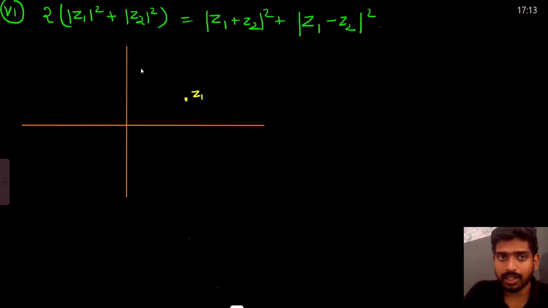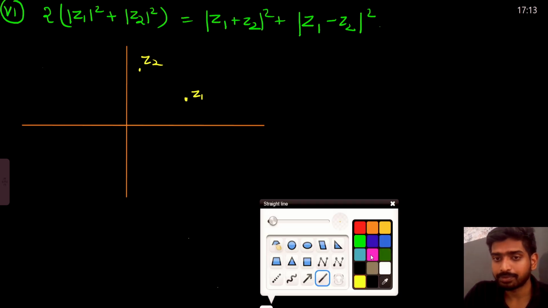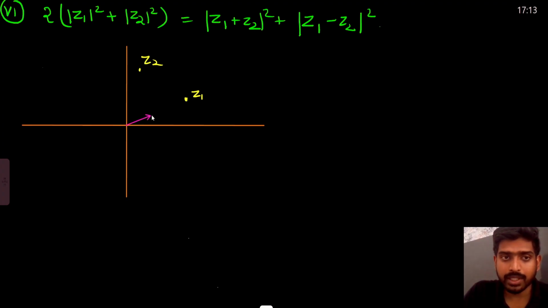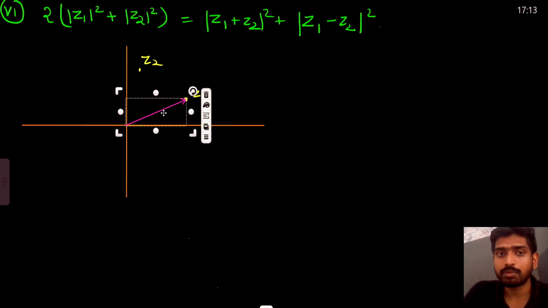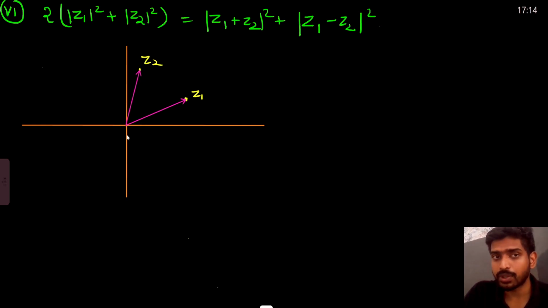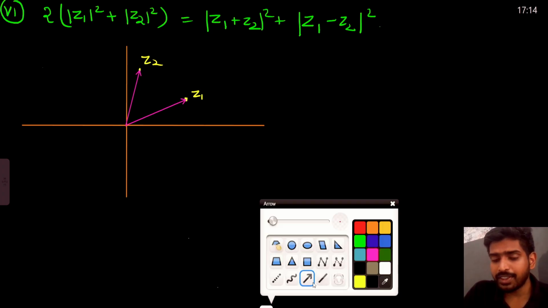In the complex plane, z2 represents this point. Now if we join the origin with the complex number z1, we get the position vector z1. If we join the origin with the complex number z2, we get one more position vector, z2.